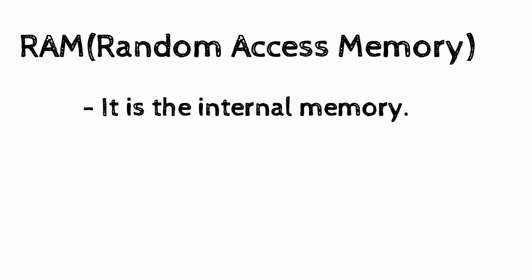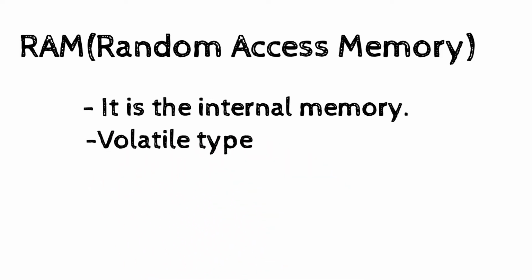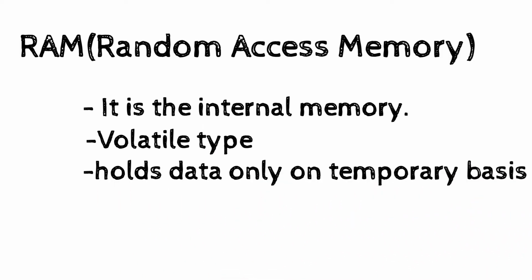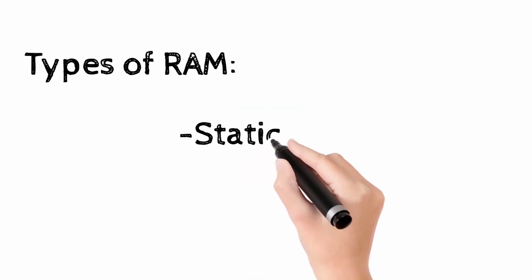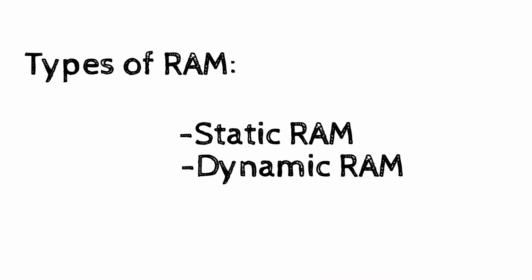Random access memory, RAM. It is the internal memory that can be read from as well as written to. This memory is often associated with the volatile types of memory. It can hold data only on temporary basis because it requires a continuous flow of electric current. If current is interrupted, the data is lost. The two main forms of RAM are static RAM and dynamic RAM.